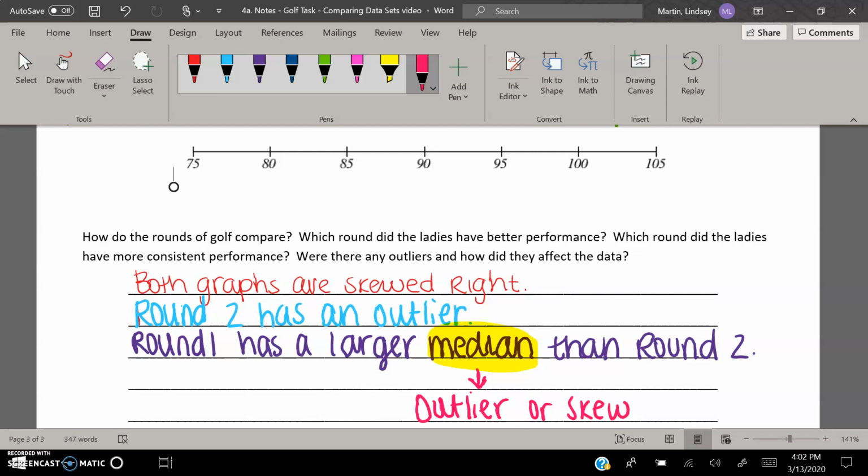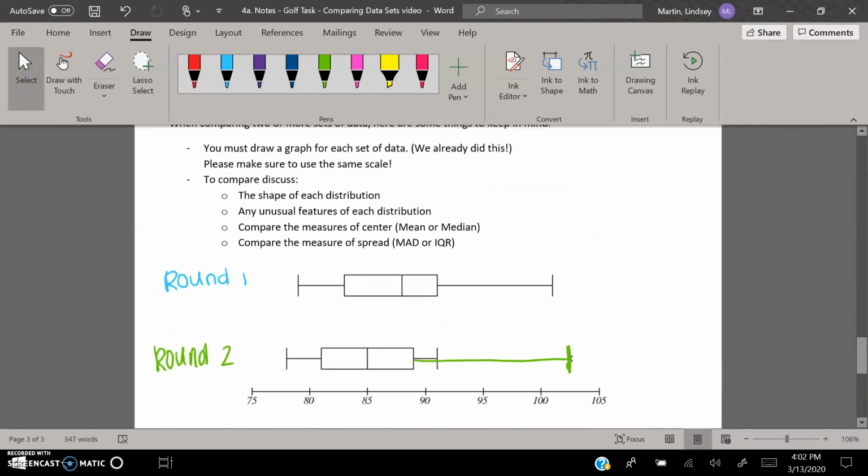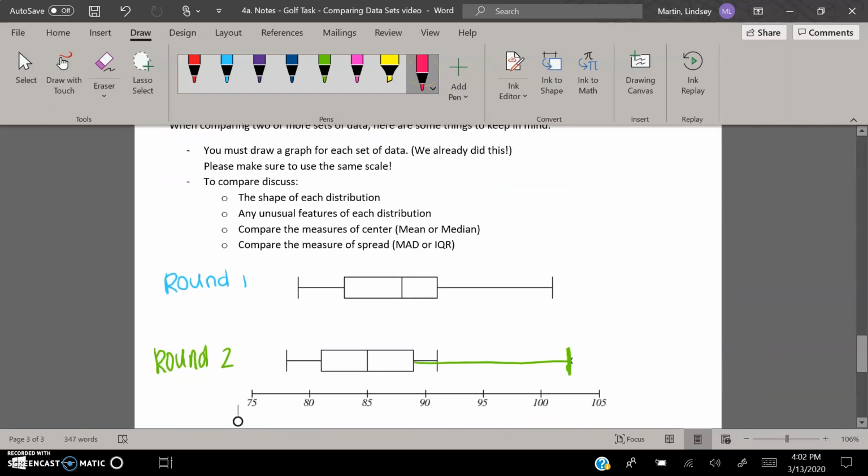To be able to compare 2 data sets, you have to use the same measure of center. You can't compare a mean and a median because they're not the same thing. So in this case, I chose median because of the outliers and the skewedness of the graph. So let's double check that we've checked off everything from our list. We described the shape. We described our unusual features, which in this case was an outlier. We compared the measures of center. We chose mean or median, and in this case we chose the median because there was an outlier.